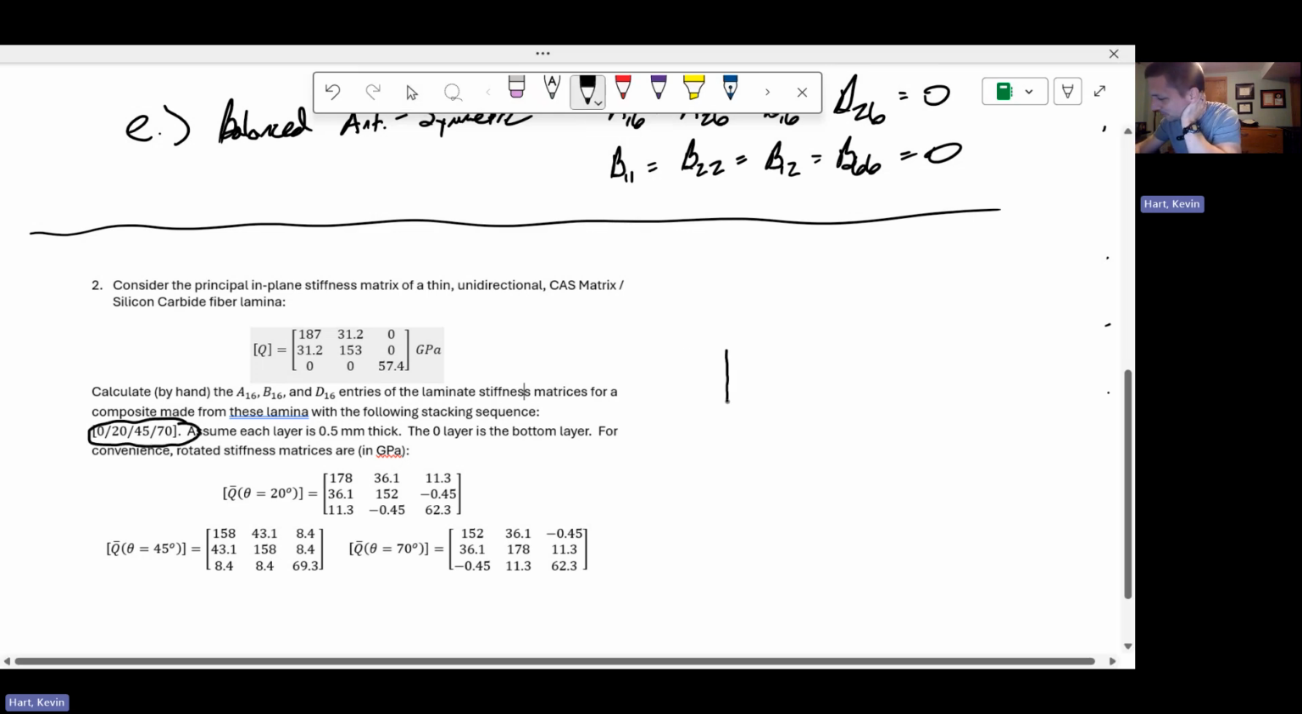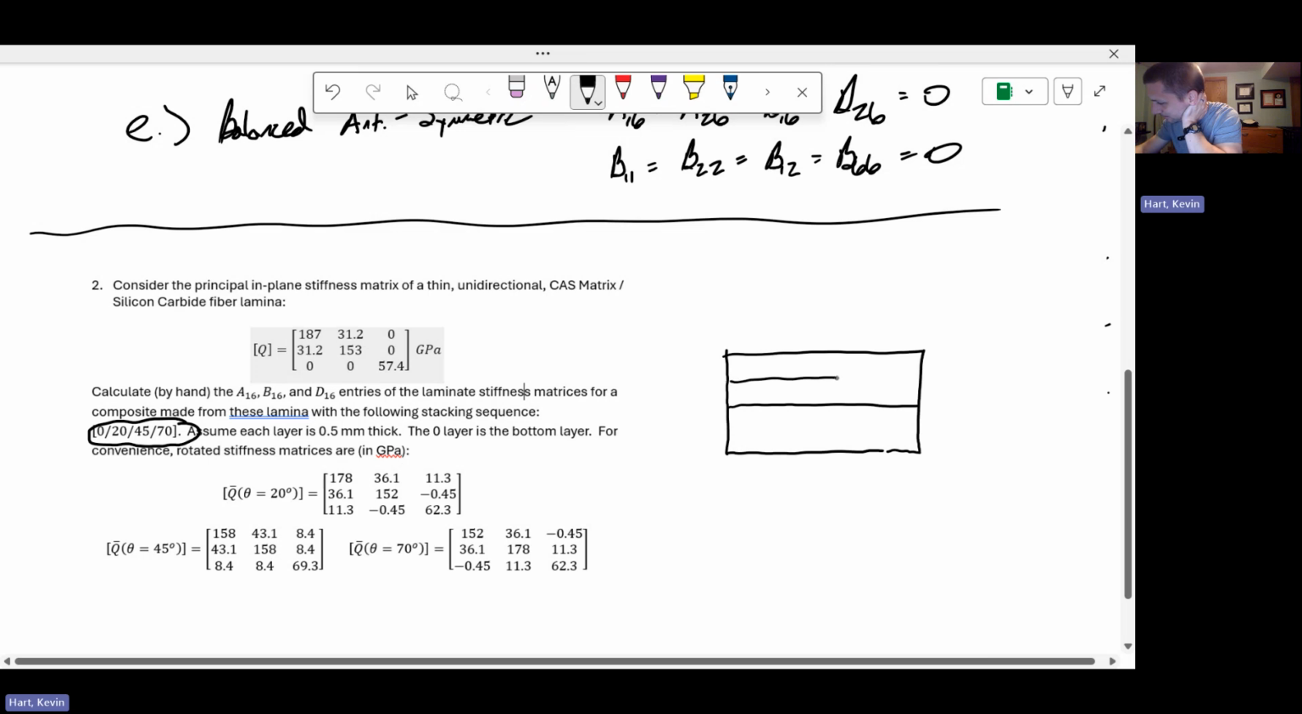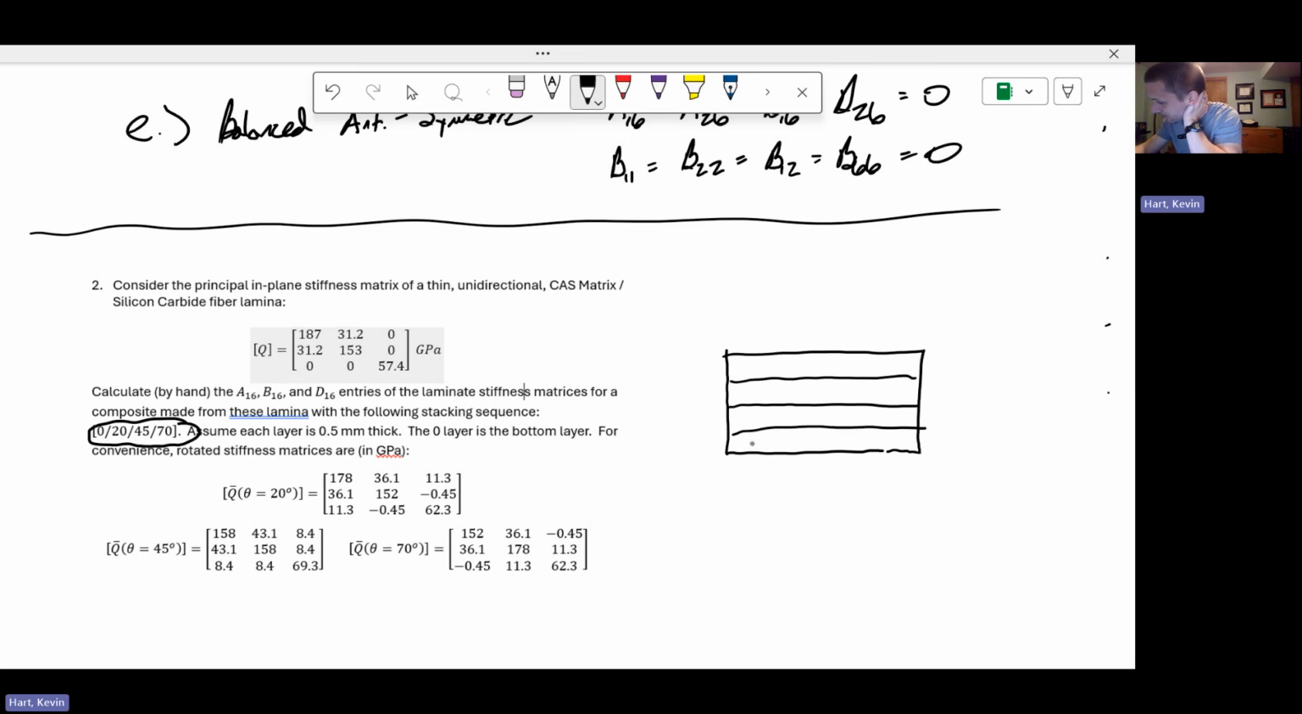Let's make a little sketch of this from the side. Here's your laminate. It's 4 layers thick, so let's cut this into 4 layers. You have 0 on the bottom, then 20, 45, and 70. These are your orientation angles for this particular composite. And remember how we make coordinate systems for our composites: we have the X and Z axes oriented this way. The X axis is always in the middle of the stack, so this coordinate system always emanates from the center of the stack.